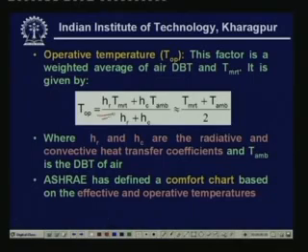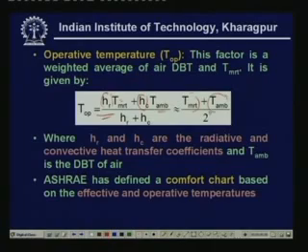T_op = (h_r × T_MRT + h_c × T_ambient) / (h_r + h_c), where h_r is the radiative heat transfer coefficient which we have defined earlier and h_c is the convective heat transfer coefficient. T_MRT is the mean radiant temperature, T_ambient is the ambient dry bulb temperature. And if h_r and h_c are almost the same, then the operative temperature is almost equal to the arithmetic average of the mean radiant temperature and the ambient dry bulb temperature.